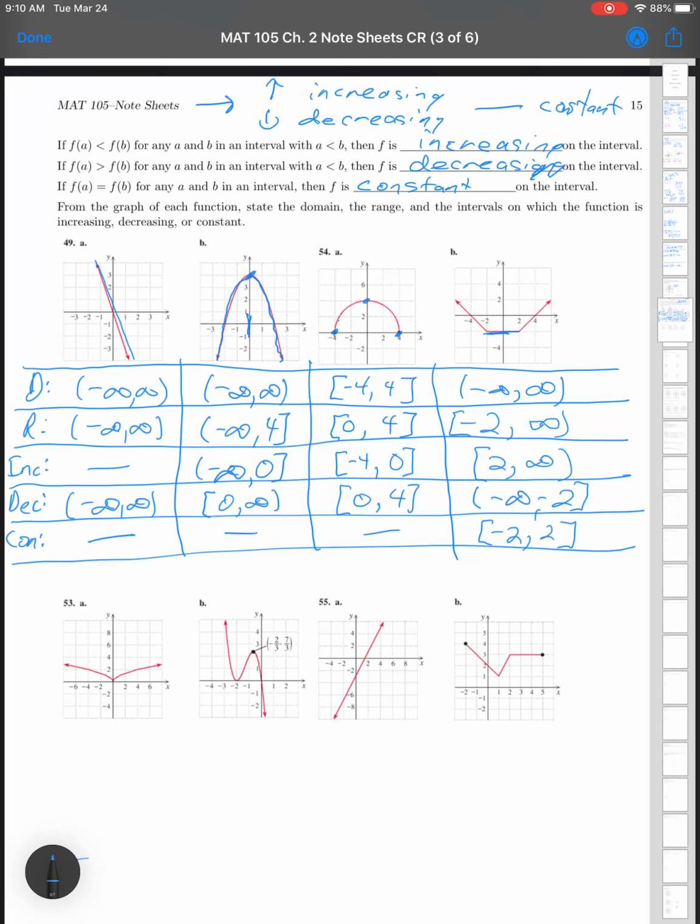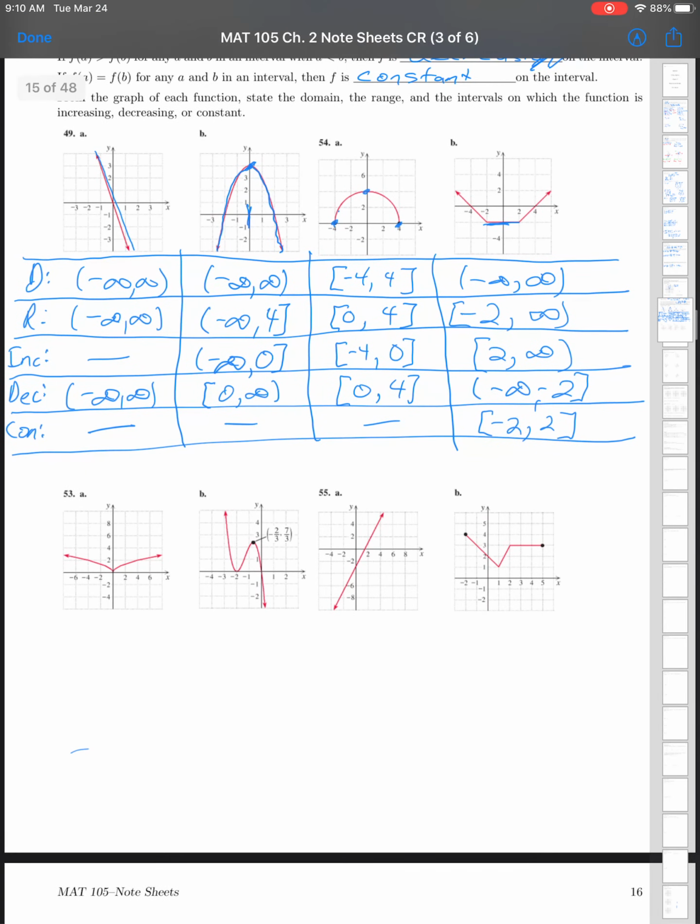Okay, so why don't you guys go ahead and take a moment, pause the video, and try these 4 at the bottom. Tell me domain, range, increasing, decreasing, and constant. And then when you're done, you can hit play on the video again, and we will go through the answers.